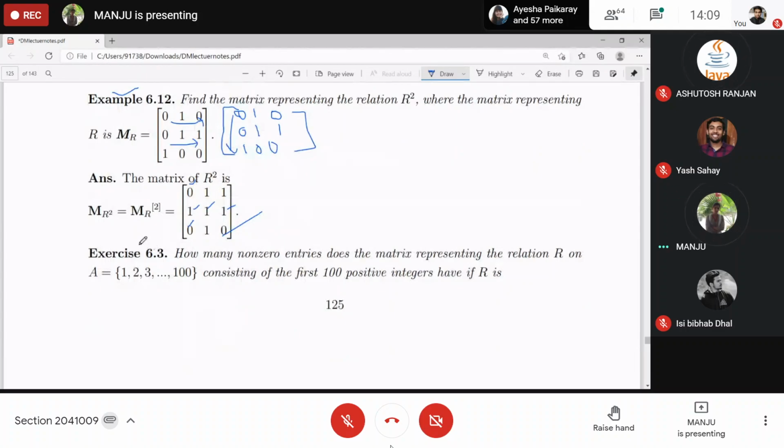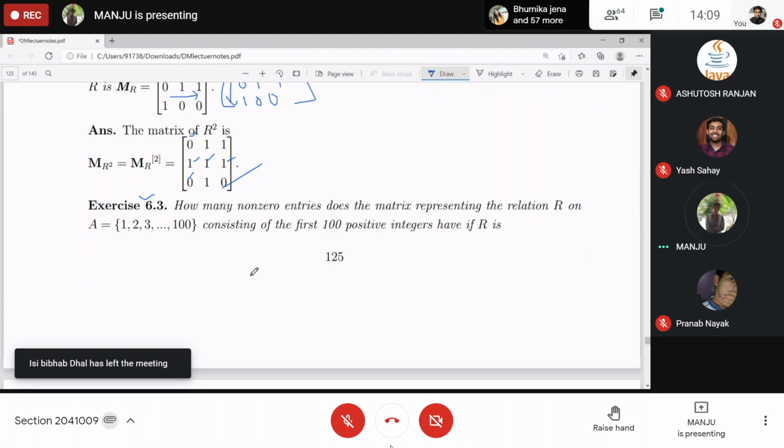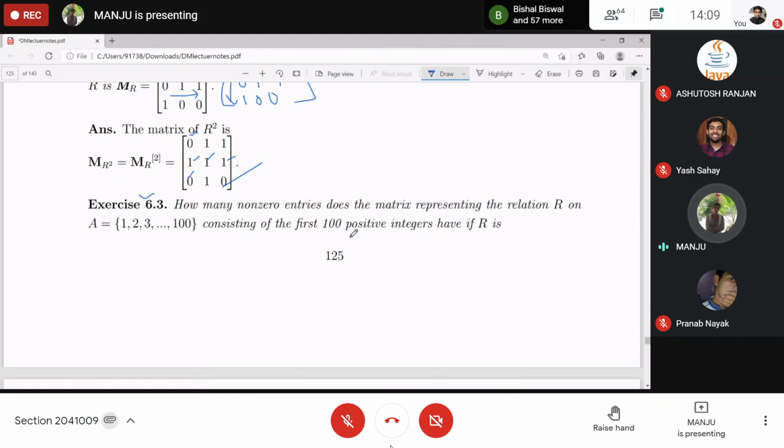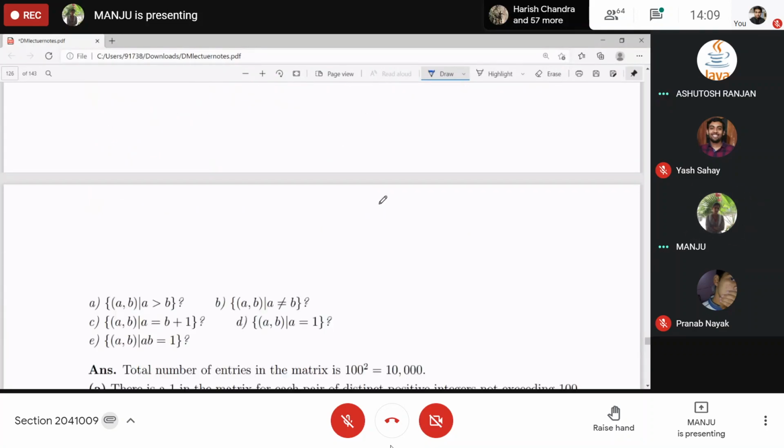How many non-zero entries does the matrix representing the relation R have? R is defined on this set 1, 2, 3, and so on up to 100. Where R is the set consisting of the first positive 100 integers, so this is given. A matrix representing R contains either 0 or 1, right? So you will be counting just ones, the number of ones.